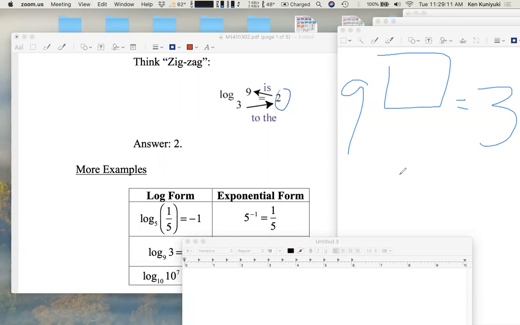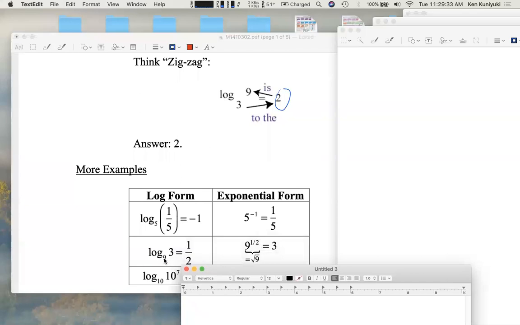Well, how's 3 related to 9? 3 is the square root of 9. What's the square root of 9? It's 9 to the 1/2. So 1/2 is going to be our logarithm. Nine to the 1/2 is 3. The square root of 9 is 3.